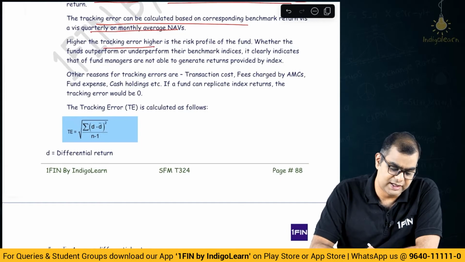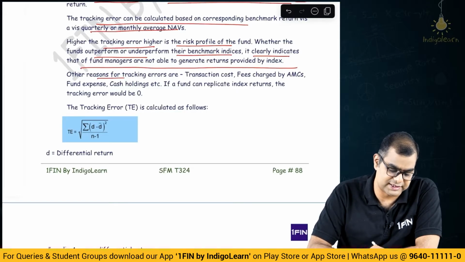Higher the tracking error, higher is the risk profile of the fund. Whether the fund outperforms or underperforms its benchmark index, it clearly indicates that the fund managers are not able to generate the returns provided by the index. Other examples of tracking error causes are transaction costs, fees charged by AMCs, fund expenses, and cash holding. If the fund can replicate an index, the tracking error ideally would be zero.